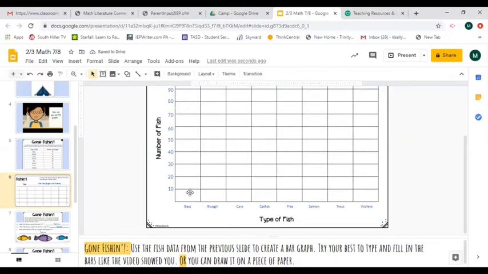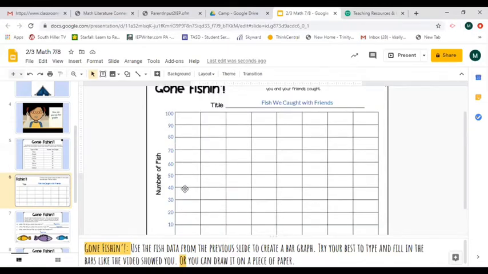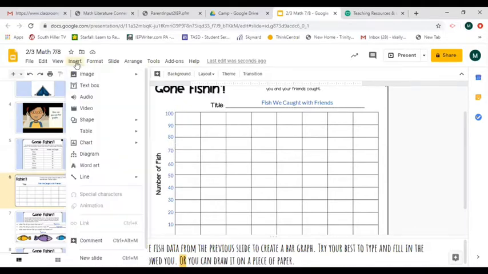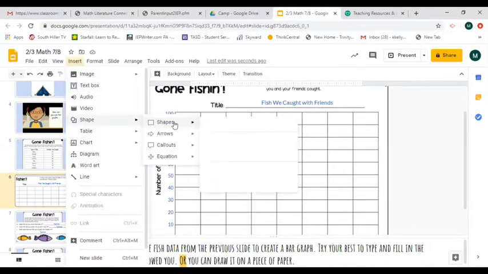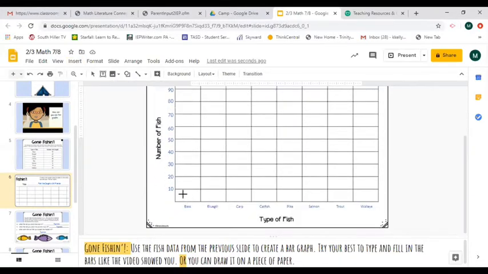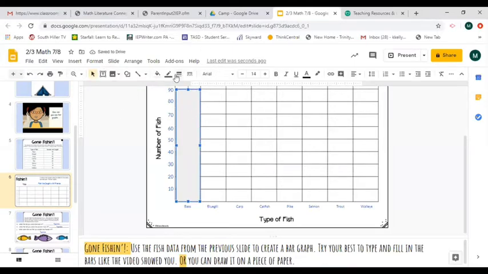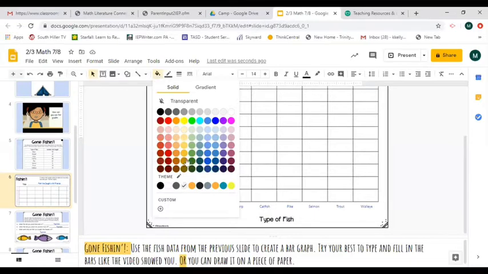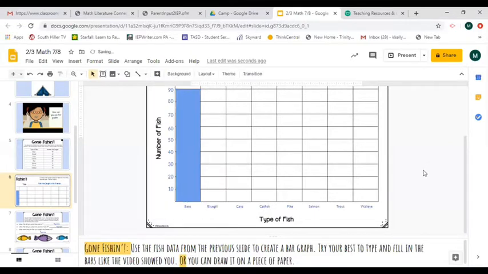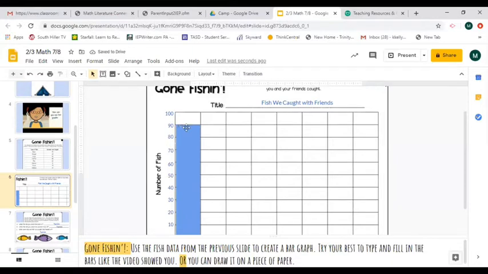Okay, so we're going to start with bass, and to create our bar graph, we have to look at the number of bass that we had. So we caught 90 of them. So I'm going to do this. And I'm going to start down here at the bottom. And I'm going to go all the way up until I reach 90. I don't want to go past it because we only caught 90. And then I'll fill this in with a color. Let's do blue for bass. So there's all the way up to 90.